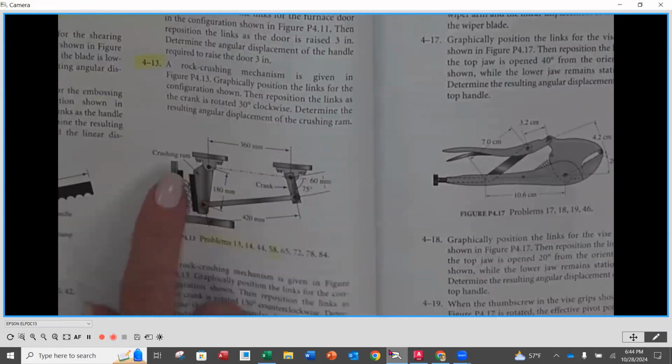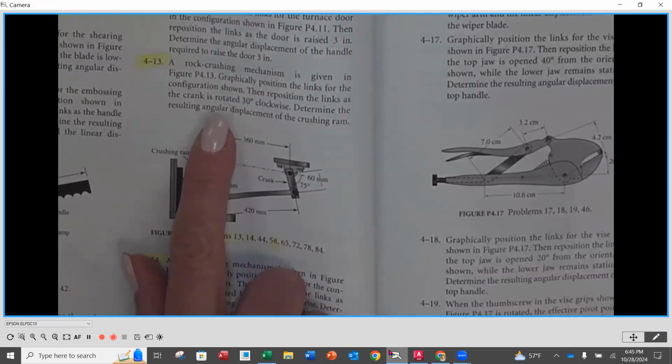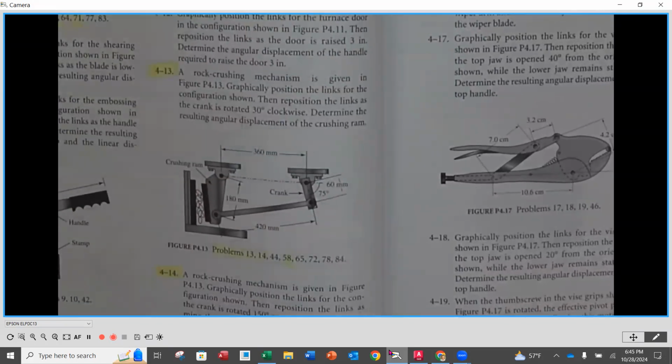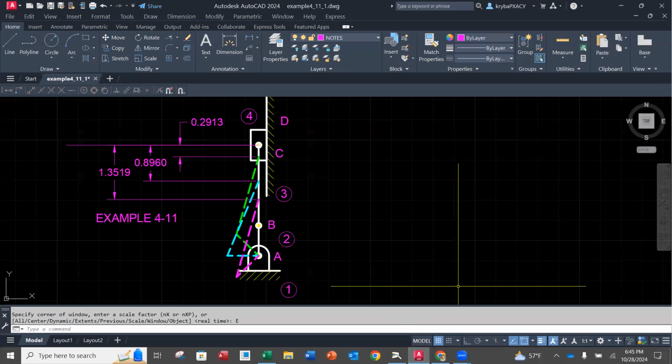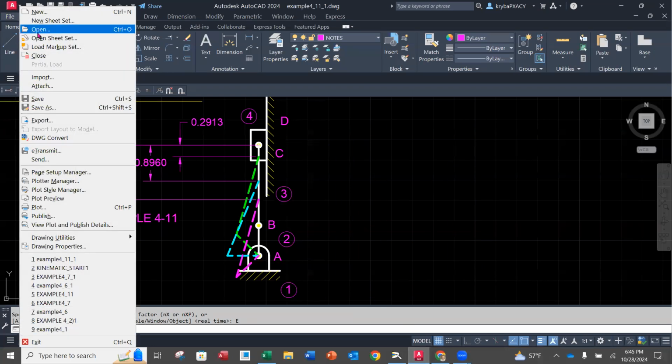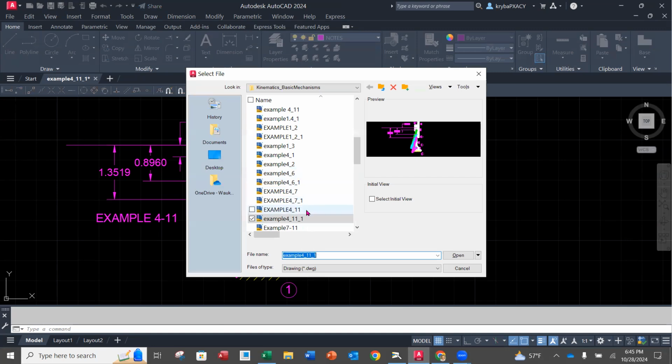So it's going to be an angular displacement. Do not go to the endpoints, for instance, and show, oops. Let me open up one that we did, one of the examples. I think it was 4-7.